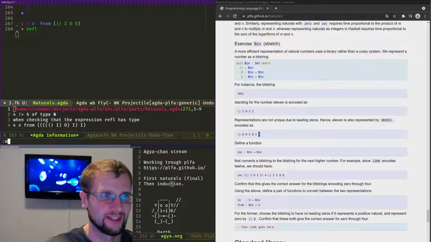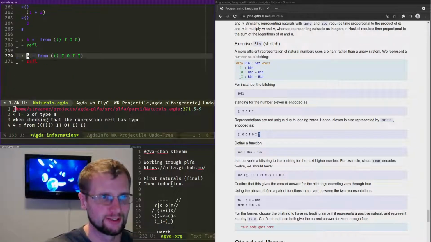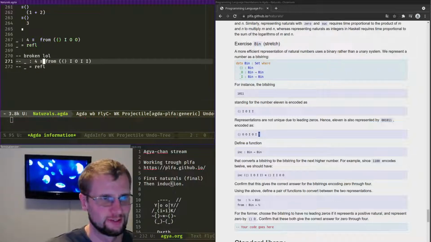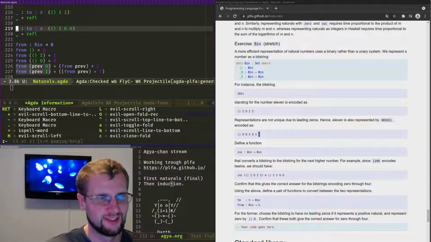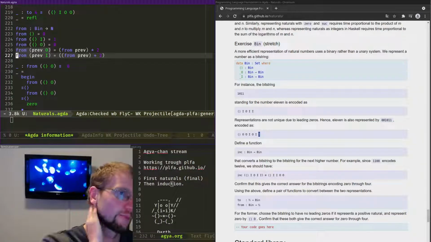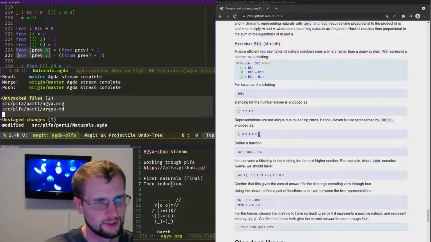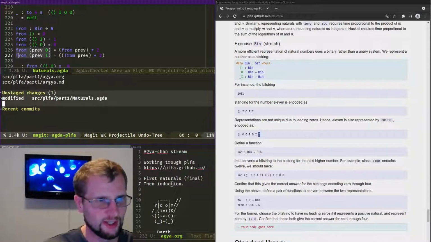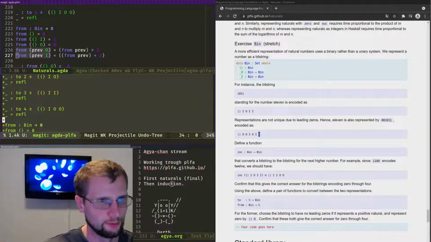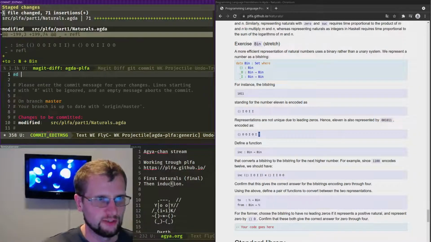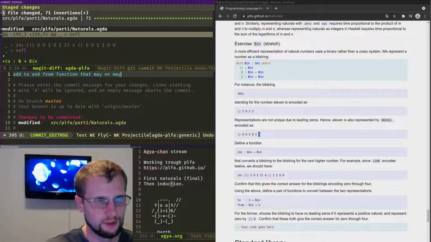Yeah, I had it with this proof. So yeah, it's broken. This is the worst. The worst encoding. Oh well, let's just move on. Identity skipped this entire chapter, so I feel I put in more effort already. Okay, cool. Add to and from function that may or may not be half broken.